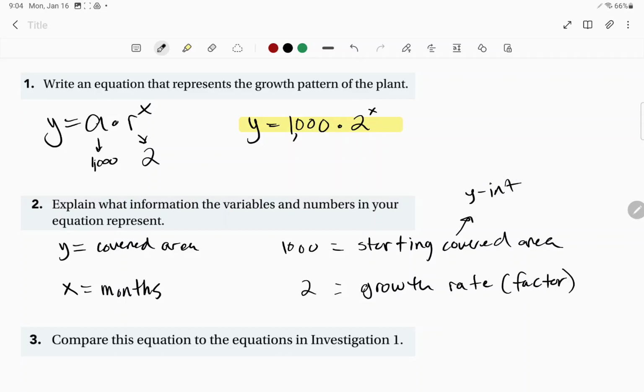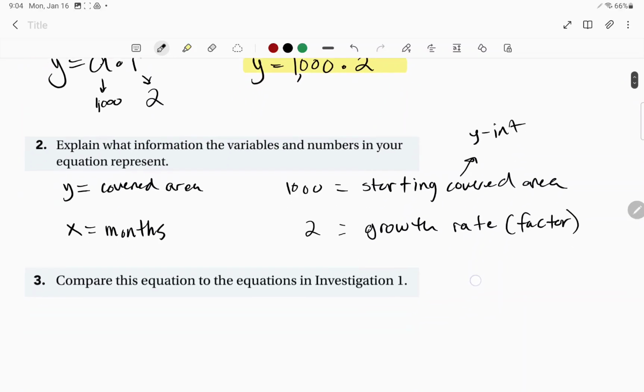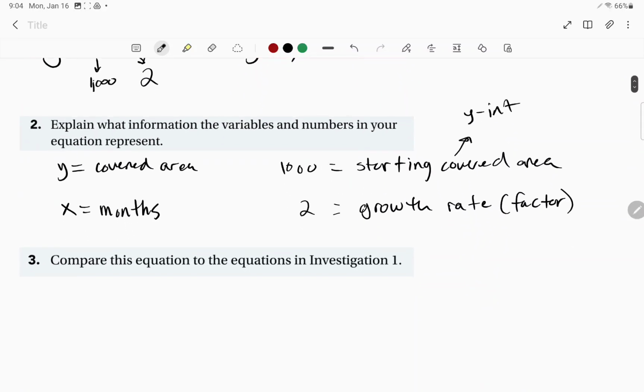And then compare this equation to the equations in investigation 1. Well, the difference is in investigation 1, we just had ones like this, right? So this is what we had in investigation 1. But now in investigation 2, we have this starting amount right here. Okay, so that's the biggest difference. So make sure in your own words you're able to explain the difference more than what I have here. Write it out in words. Use sentences to help explain.